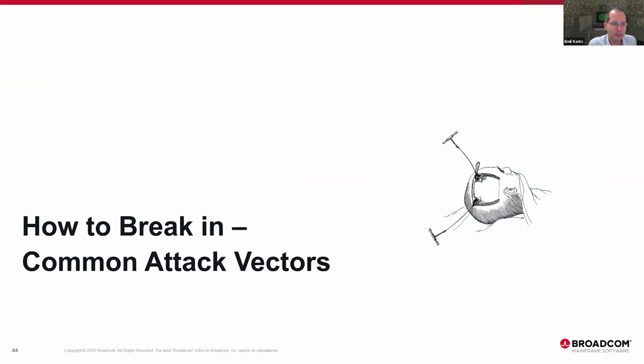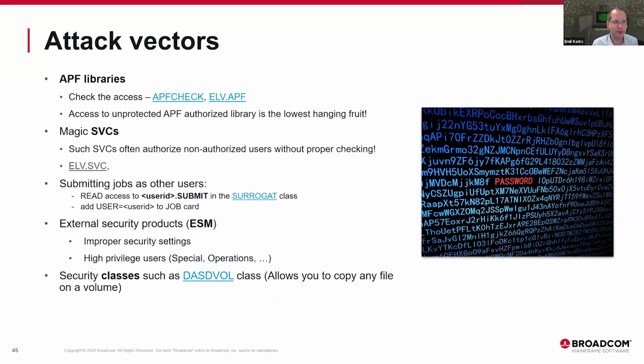So what are the common attack vectors to break into your machine? I mentioned many times APF authorization. This is what I call the lowest hanging fruit. If someone discovers a single unprotected APF authorized library, the system is in trouble. There are some open source tools again from these hackers. You can check them. They can help you to see if you have any.